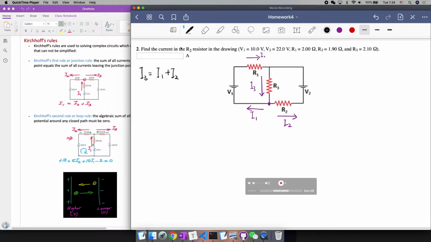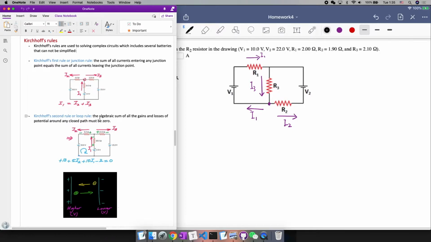Next, for this question, we're looking for the current in the R2 resistor. So we're actually looking for this current, right? But in order to figure out what it is, we need to also know what I3 and I1 are. Because we have multiple unknown variables, we have to have multiple equations, and manipulate them so they cancel out each other, leaving only I2. So now, in order to have more equations, we're gonna use the second rule.